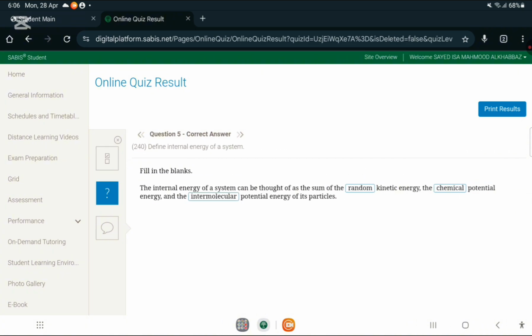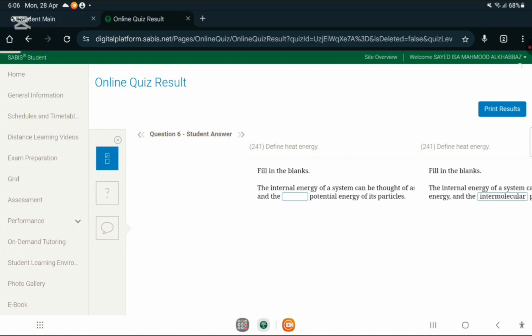The internal energy of a system can be thought of as the sum of the random kinetic energies and the chemical potential energy and the intermolecular potential energy of its particles. This is the internal energy of a system. It's memorization, but it's logic if you think of it. Internal energy is its kinetic energy, its chemical potential energy, and its intermolecular potential energy. All right, on to the next.